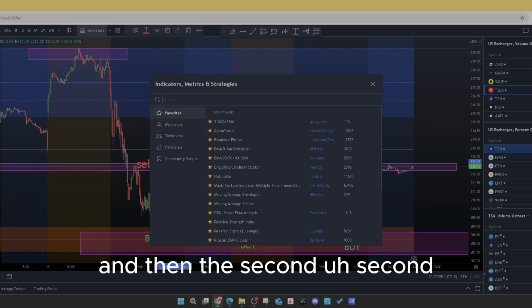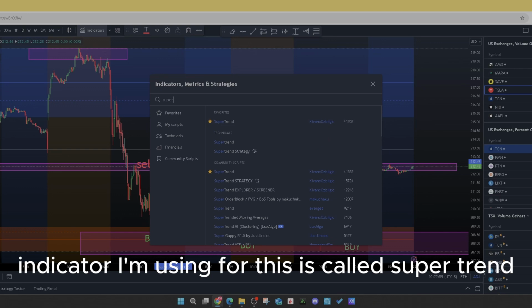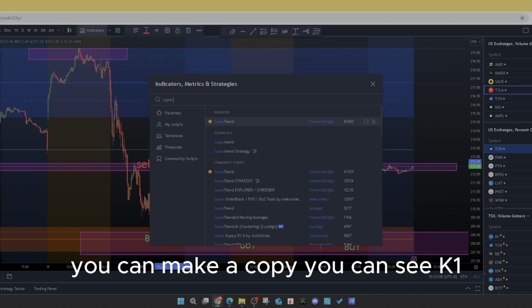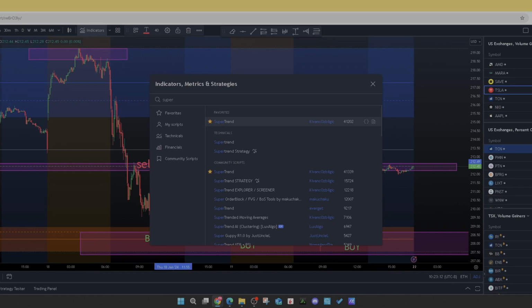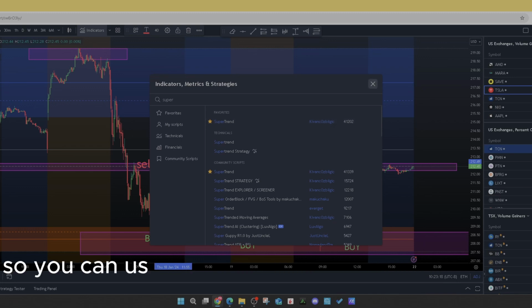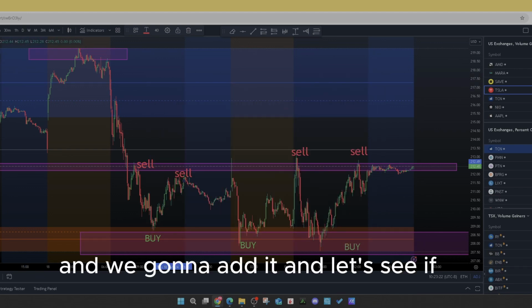And then the second indicator I'm using for this is called Super Trend, which is here, and you can make a copy. You can see K1, I guess that's the name, C0Z Pelagic. So you can use that, and that's called Super Trend, and we're going to add it.